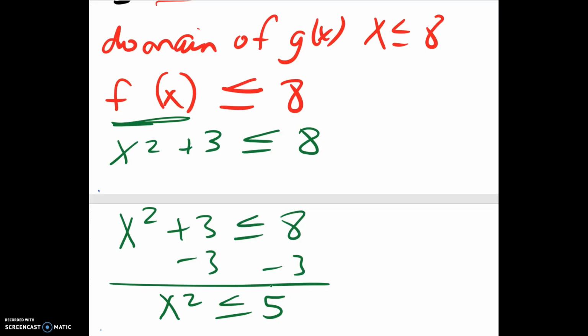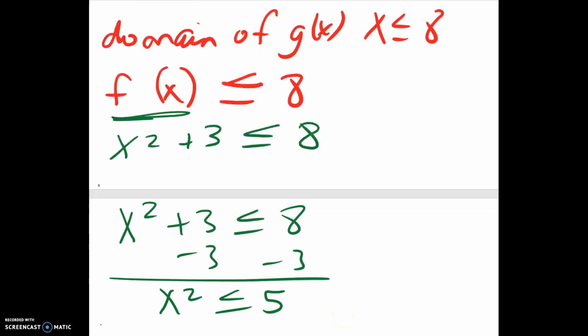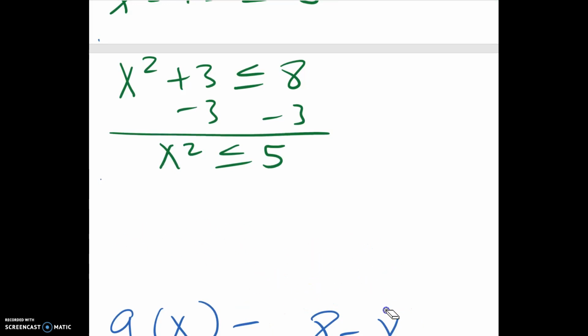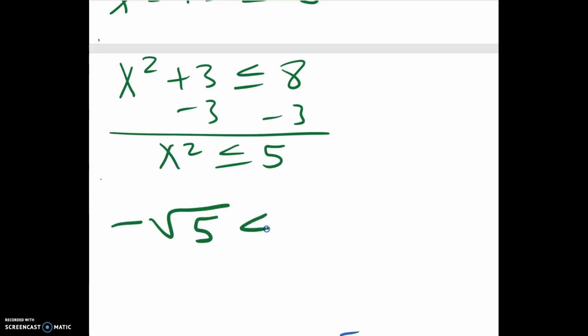And we haven't talked about solving quadratics yet, okay? But I'll just let you know that when you solve this quadratic, you're going to get an interval. We have to take the square root of both sides. Let me erase this. Sorry again, guys. I'm trying not to move the rectangle. Okay. I'm writing in green. There we go. This would look like the negative square root of 5 is less than or equal to x, and x is less than or equal to square root of 5.